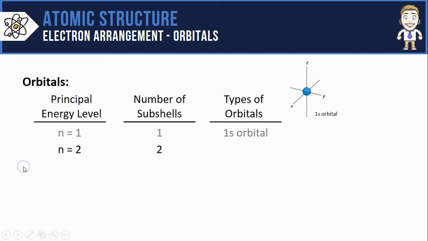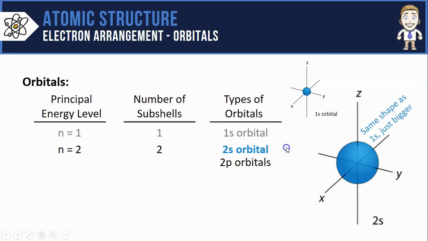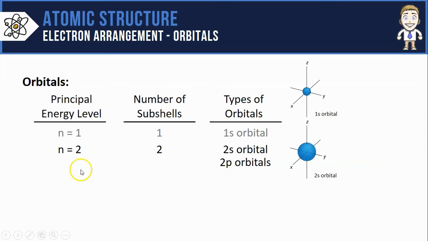A little more complicated because there are 2 different subshells in energy level 2, and those 2 subshells are made up of the 2s orbital and the 2p orbitals. Let's start by taking a look at a 2s orbital so we can see what that might look like. Luckily, it's the exact same shape as the 1s. The only difference between a 1s and a 2s is that the 2s orbital is bigger, but it's still that same spherical shape. Next, we've got the 2p.